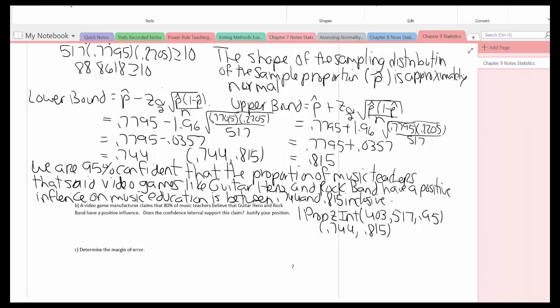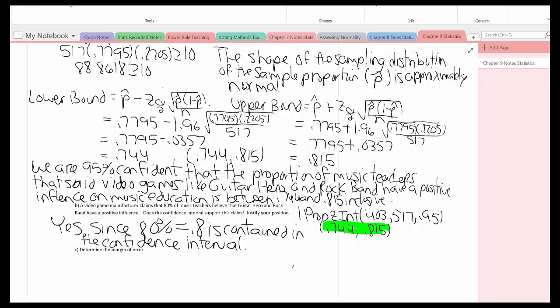Okay, let's take a look at part B. A video game manufacturer claims that 80% of music teachers believe that Guitar Hero and Rock Band have a positive influence. Does the confidence interval support this claim? Well, is 80% somewhere in this confidence interval? Well, clearly that's in between 74.4% and 81.5%, so the answer is yes. So let me write out the explanation now. So this is yes, since 80%, which is equal to 0.8, is contained in the confidence interval.